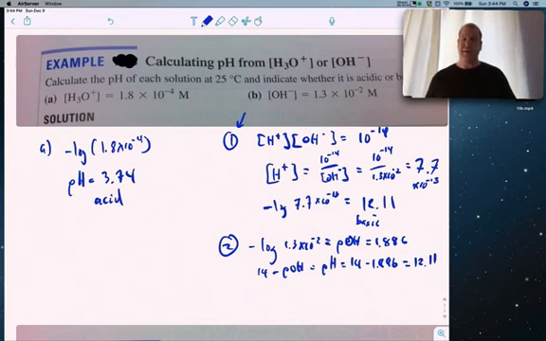So there you have it. There's two ways to do it. You get the same answer. I prefer doing the pOH way. You can do the equilibrium way if you want. It's whichever way you prefer.